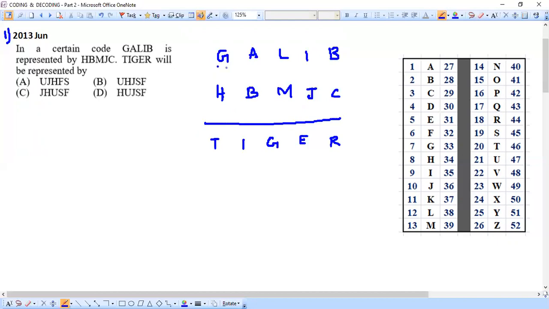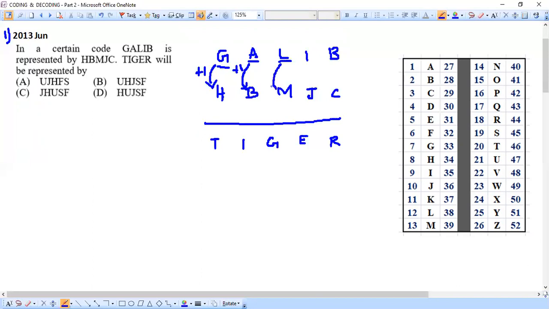Start from the first letter G. G is coded as H. Come to the table. G is the 7th letter and H is the 8th letter. This is very simple for us to say. They have moved from the 7th to the 8th letter, so they have done just +1. Come to the second letter: A is coded as B. A is the first letter, B is the second letter. 1 to 2, they are moving. This is again +1.